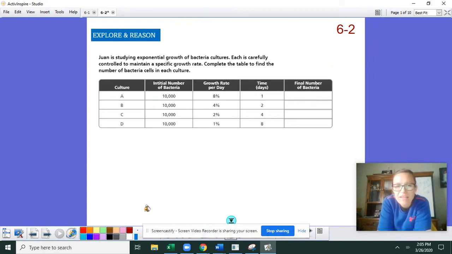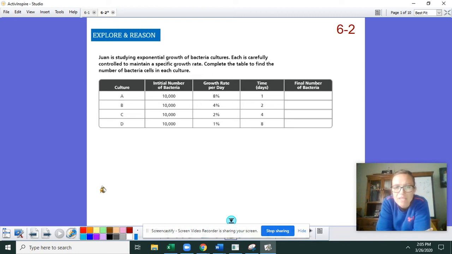And so we've got an initial number of bacteria and 4 different cultures. In each, that initial amount stays the same, but the growth rate per day does change. And so the time also changes. And so the first step is to fill in the table. If you haven't, you would want to fill this in by using an exponential growth function.